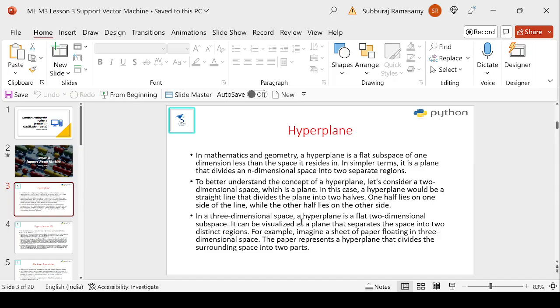It can be visualized as a plane that separates the space into two distinct regions. Like, you can have a rectangle which divides the 3-dimensional space into two parts. Imagine a sheet of paper floating in 3-dimensional space. This paper represents the hyperplane, so that divides the surrounding space into two parts. We are interested only in 2-dimensional space. Beyond 3, it will be difficult for you to imagine.